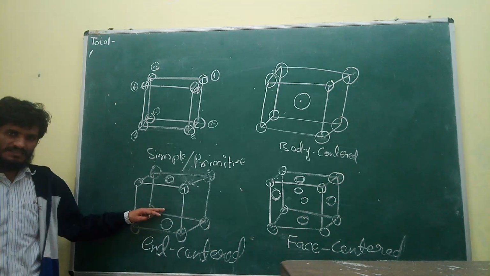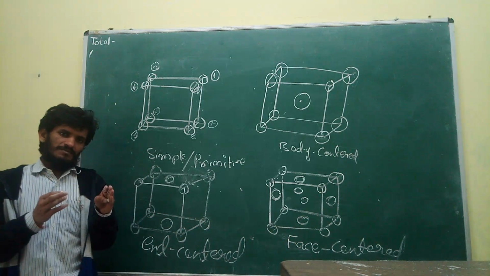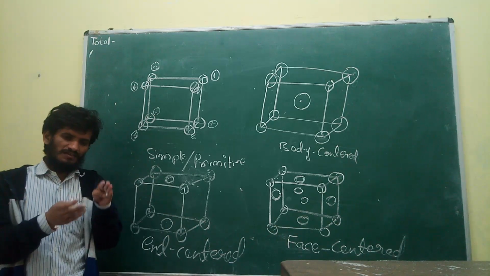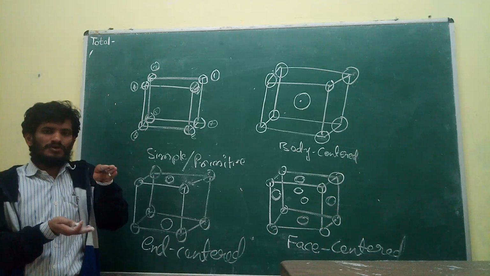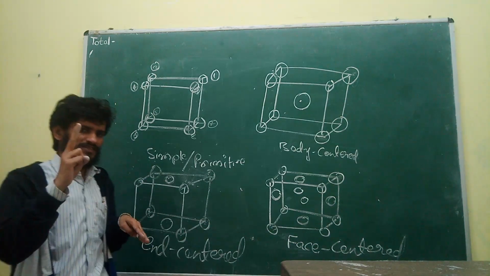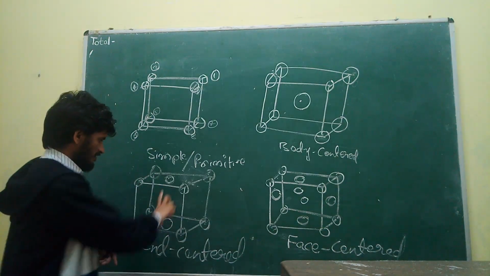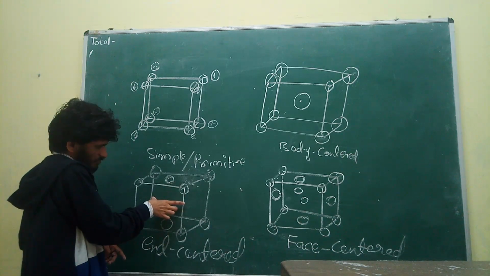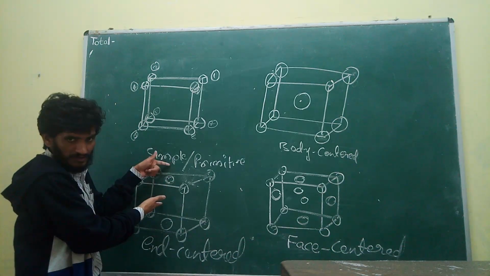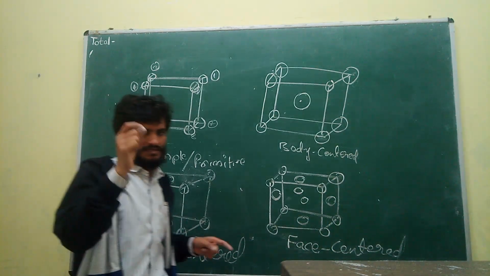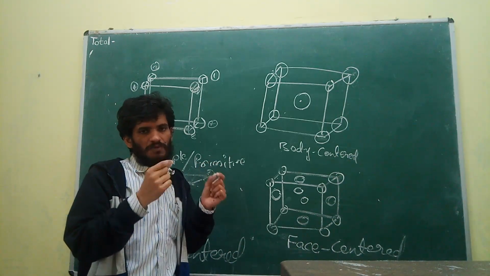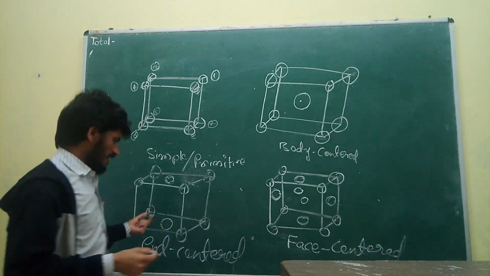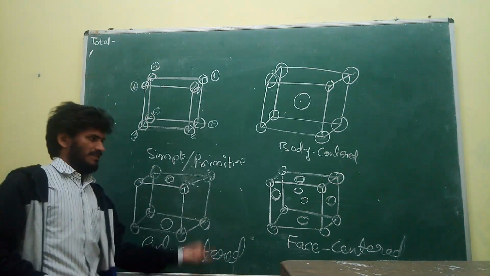Have you understood face centered? The lattice points are located on two of the faces. Those faces are opposite to one another. Only two faces, not 3, 4. If you take these two faces, or you may take these two faces, or you may take these two faces, but you have to take only two faces. Okay, on the opposite faces, 2 points are located in the middle of these faces. Such a type of centered unit cell is called end centered.